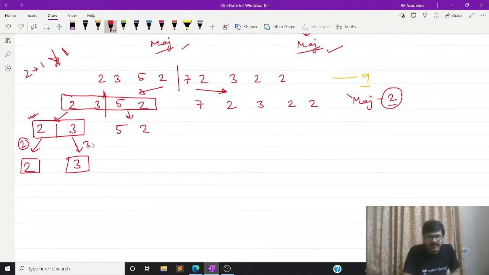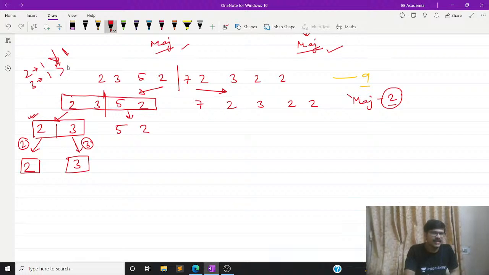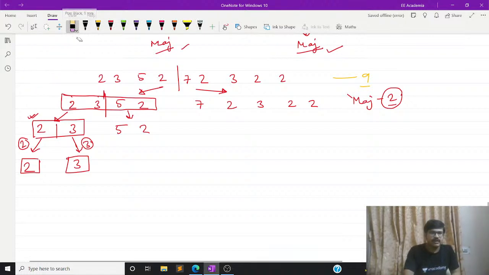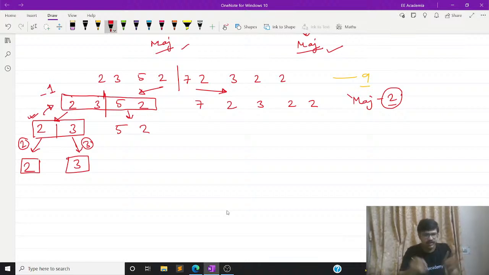Now I see that this 3 might be the majority element. So I again see that the frequency of 3 is 1, so it is again not greater than 1. So neither of 2 or 3 can be the majority element in this array. So what do I do? Now I understand that this array 2 and 3 doesn't have any majority element. So I will return here that there is no majority element in this array. So I just return -1.